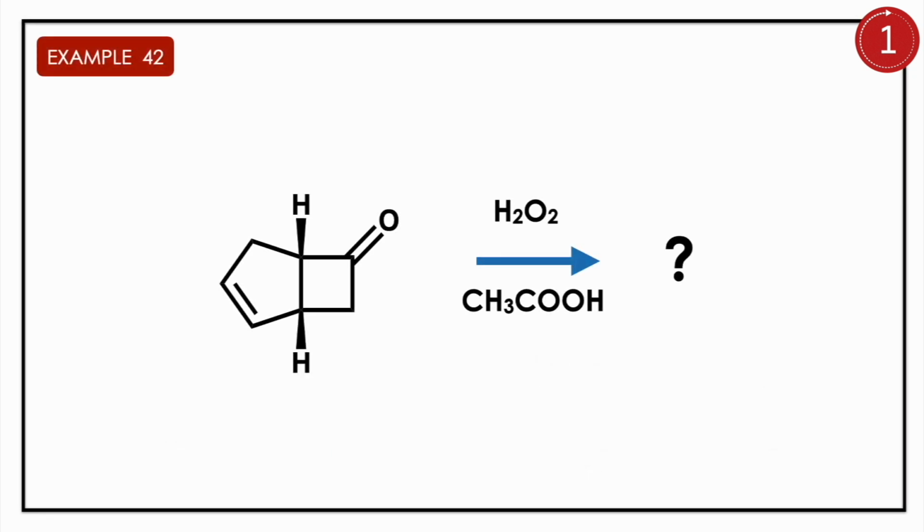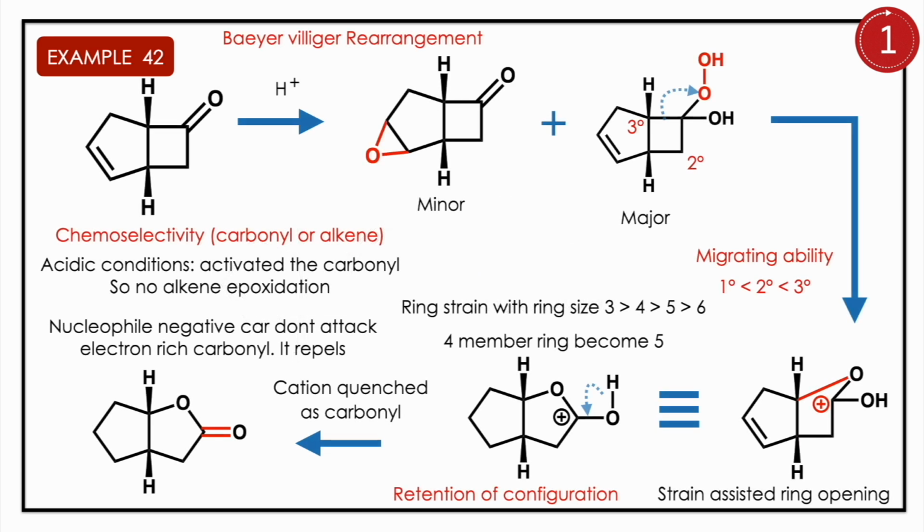Then the next example: here you have a fused system, a 5-member and a 4-member ring. The 4-member ring is the ketone, the 5-member ring contains an alkene, and the connecting hydrogen atoms are above the plane. You are using peroxide and acetic acid. You should find what will be the final product. Here the starting material is the fused system, but our focus is on the carbonyl. But the alkene is there. You may wonder whether an epoxide can form or not. The nucleophile is OO minus. It cannot attack the alkene because it is an electron rich ring. Electrons repel each other, so attack doesn't happen on the alkene.